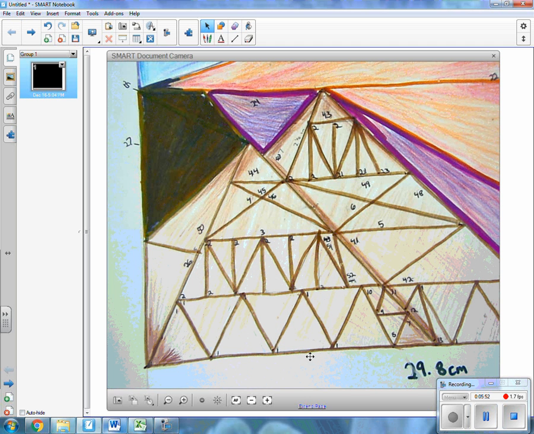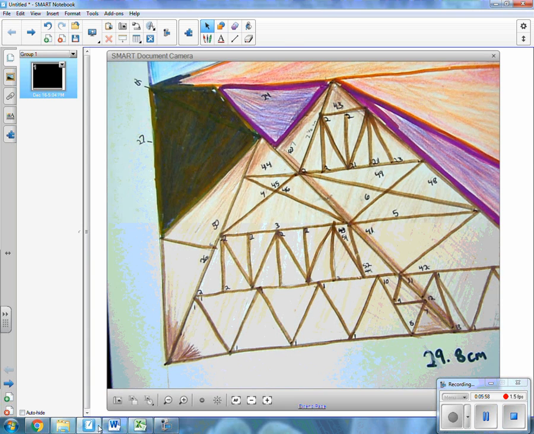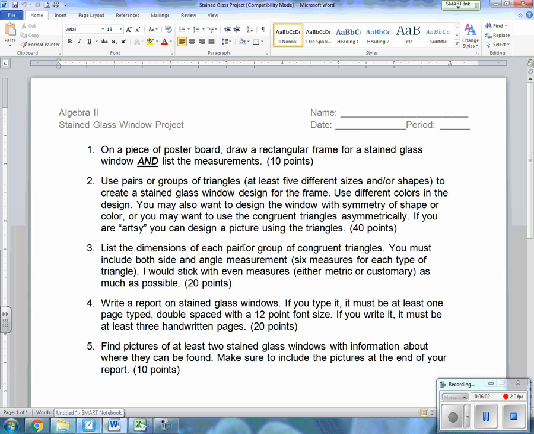It's up to you. Okay? So those are a couple of options there. Now I'm going to go back to the rubric. So you're going to have to do that. And if you have a lot of triangles that are all different sizes, it's going to end up taking you a long time to do it. And so you don't probably want to do that.